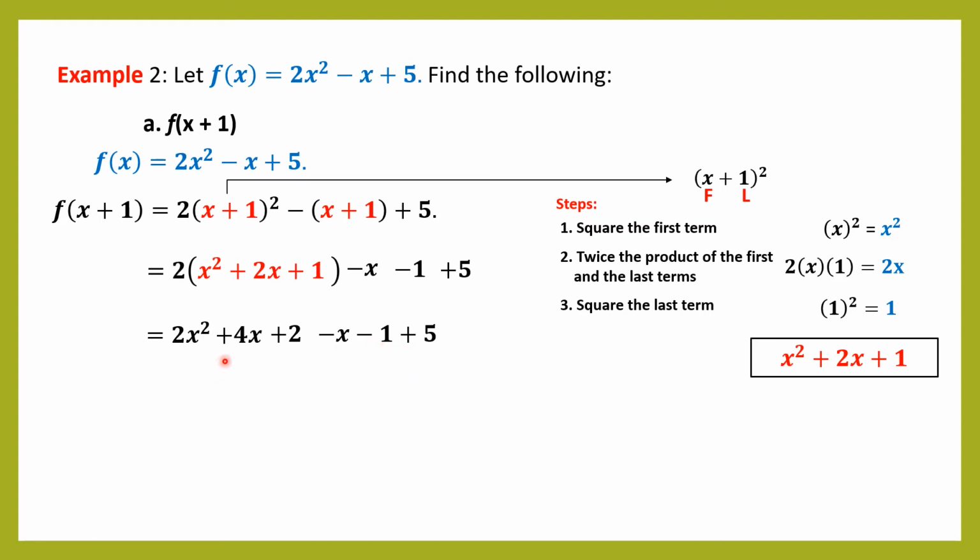And then after that, titingnan natin yung given na function. Tingnan natin kung sino yung pwede nating i-combine, yung similar terms. Yung 2x squared ay wala siyang kapareho dito. So, you just copy. Then, yung 4x at yung negative x ay pwede nating i-combine. There are similar terms. So, we will have here 3x. Then, yung positive 2 at saka yung negative 1, positive 5. So, that is equal to positive 6. This is now the final answer.